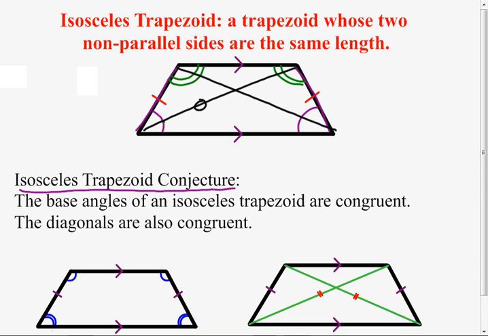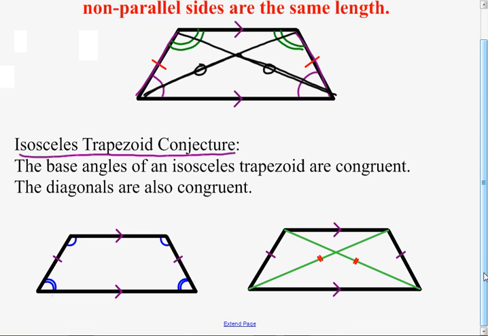These segments are going to be congruent. The diagonals are congruent. And you can guess that even this little segment here is going to be congruent to that one there. So the diagonals are congruent. So the base angles are congruent. And it's written here, but I'm going to write it again. And the diagonals are congruent.